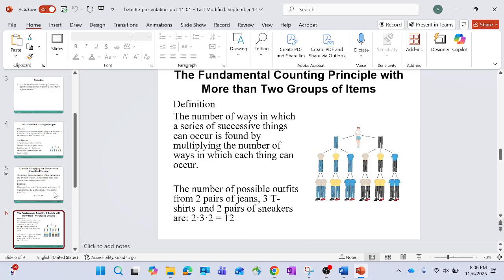So, the counting principle with more than 2 groups of items. Definition: the number of ways in which a series of successive things can occur is found by multiplying the number of ways in which each thing can occur. So, the number of possible outfits from 2 pairs of jeans, 3 t-shirts, and 2 pairs of sneakers. It's the same thing as 2 items, just multiply everything together. Well, the number of things in each group, multiply them all together. That's how you do it.